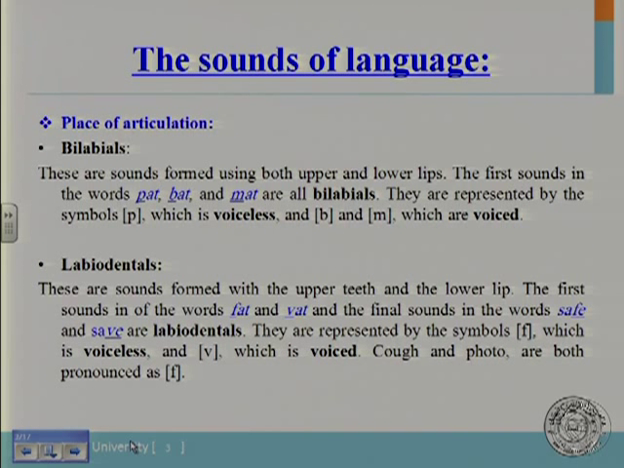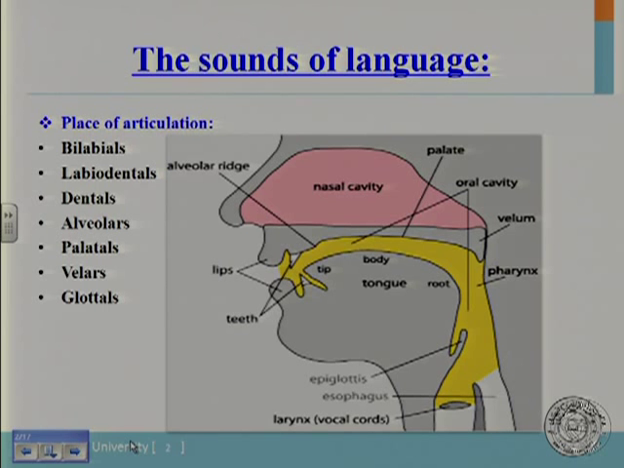Why? Because the two articulators which are responsible to produce these sounds are the two lips, the upper lip and the lower lip. And we say that the upper lip is a passive articulator and the lower lip is the active. Why is it called active? Because the part which moves to produce the sound is the lower lip. This is the passive, and the lower is the active.